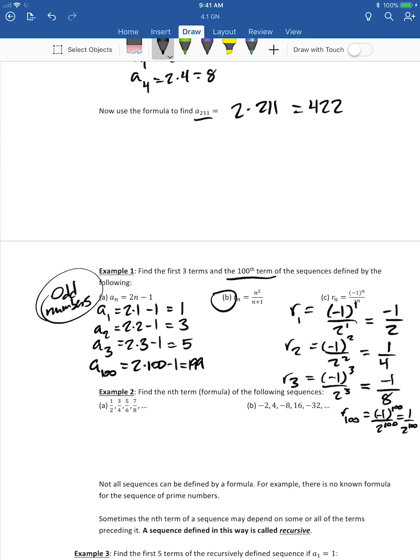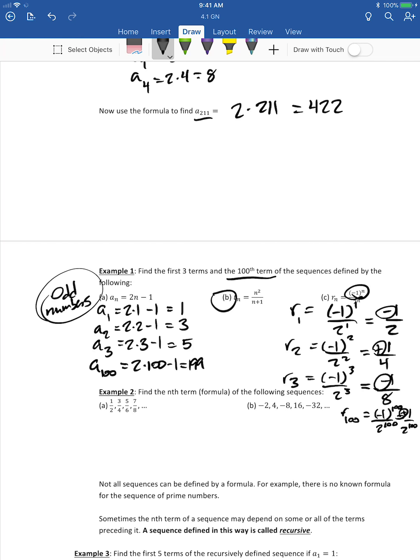So we see that -1 to the nth power, that part of this nth term formula, is making our sign alternate. We have a negative and then a positive. Negative, positive. So anytime we want a sequence to alternate signs, it's -1 to the nth power, starting with a negative.